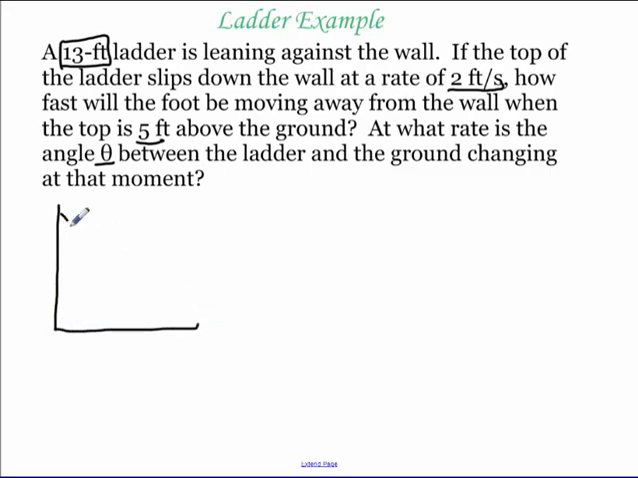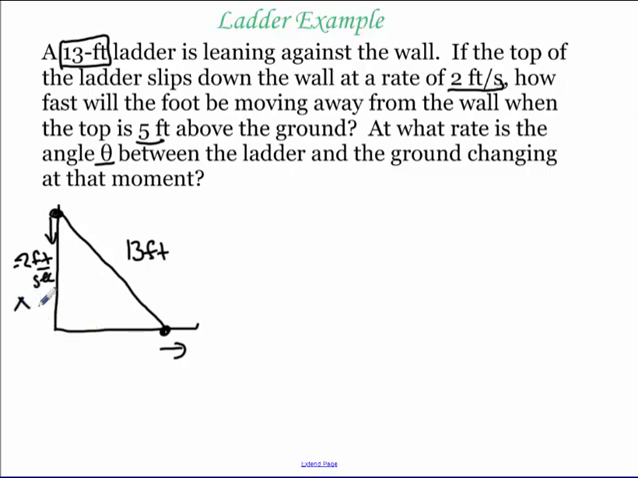So we have our ladder, which is constantly 13 feet. So that's key. It's leaning against a wall. The top of the ladder, so this point right here, is slipping down at a rate of 2, so I'm going to put a little negative in there, feet per second. So then we want to know how fast will the foot be moving away. I want to know how fast this point is moving in that direction when we are 5 feet above the ground. So let's name some sides of our triangle.